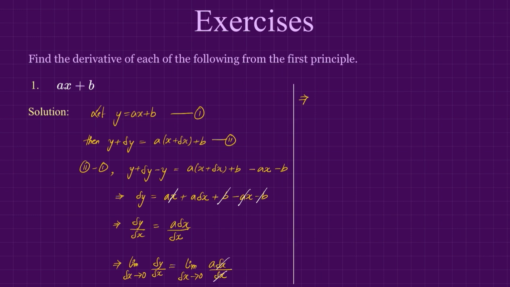So this implies on the left hand side, limit delta x tends to 0, delta y over delta x is dy over dx. So this will be equals to limit delta x tends to 0 into a. Now since a is constant and there is no delta x, so the answer will be simply a. So this implies dy by dx equals to a. So this is our answer for this question.